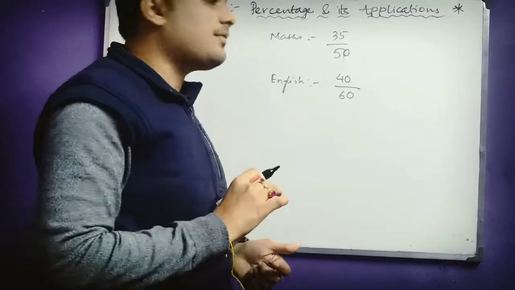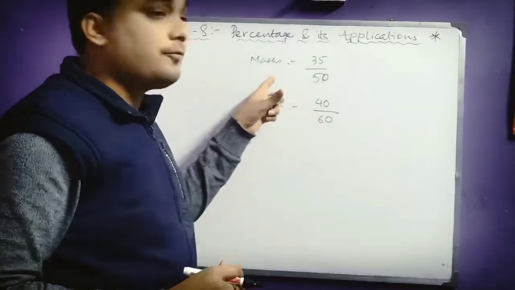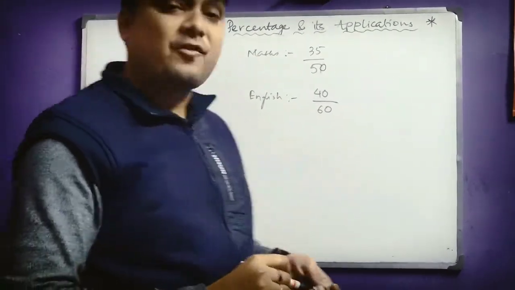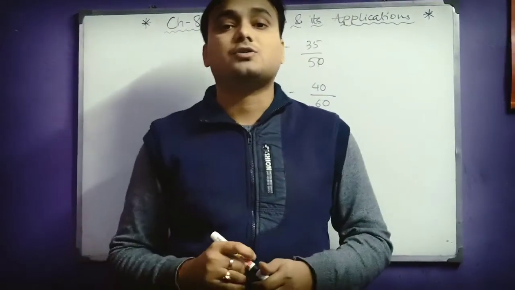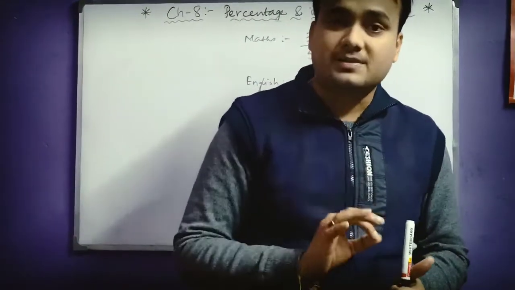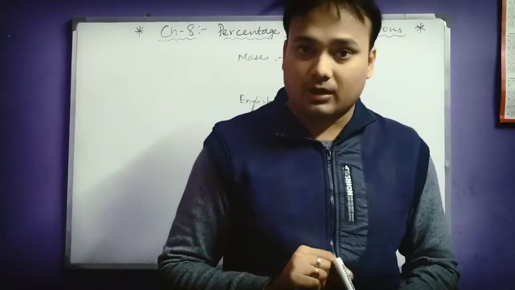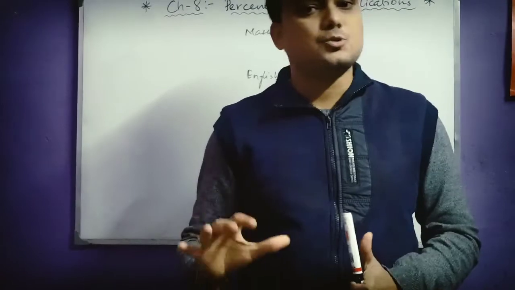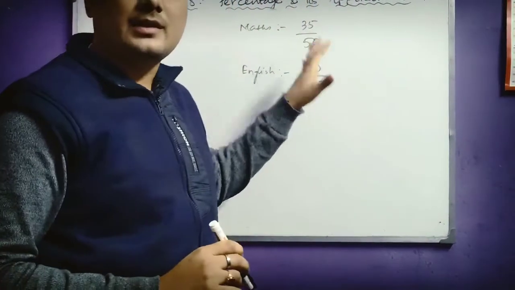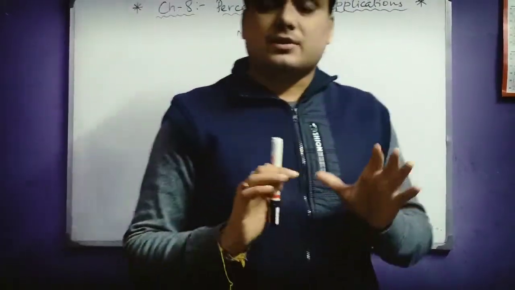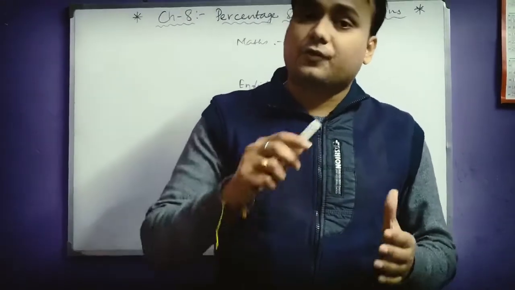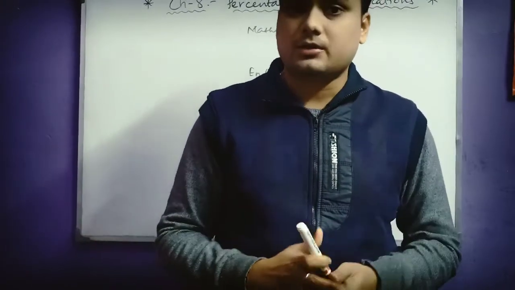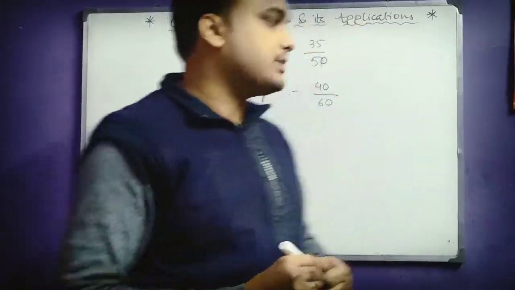In this kind of situation, we can find the percentage of marks in mathematics and the percentage of marks in English. Now the rule of finding the percentage: whenever you are asked to find the percentage, you will apply a very simple formula. The formula is the change divided by the actual quantity into 100. But here there is no change. So generally, in order to find the percentage, first we will have the fraction. Then we will multiply that fraction with 100, and then we will get the percentage.